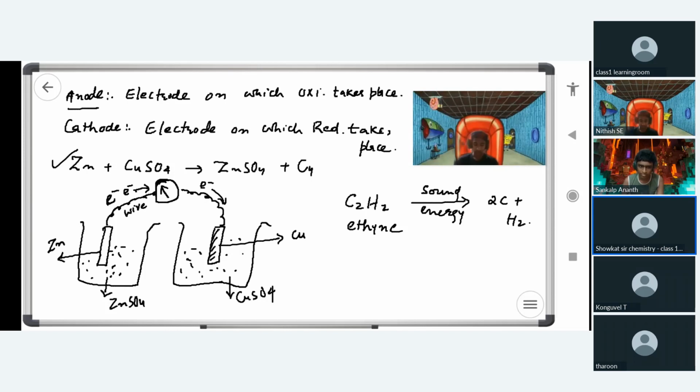I have already told you that a particular reaction can be of 2-3 types. Sometimes a reaction can be exothermic, the same reaction can be displacement, the same reaction can be a redox reaction. So you have to remember this. Have you written down this? Yes, sir. I'm just drawing one diagram.